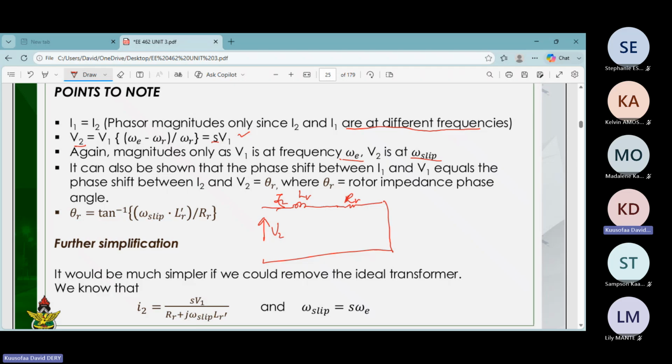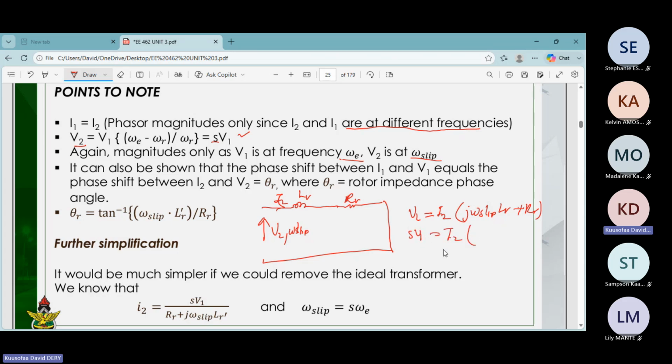Okay, so that is what we are coming to look at, right? So from this equivalent circuit, this is the frequency omega slip, right? So from this equivalent circuit, you can calculate I2. When you write the equation for I2, V2 will be equal to I2 multiplied by j omega slip LR, right? Plus RR. So that is what we are going to have. But we know that this one is what? S V1, which is equal to I2.